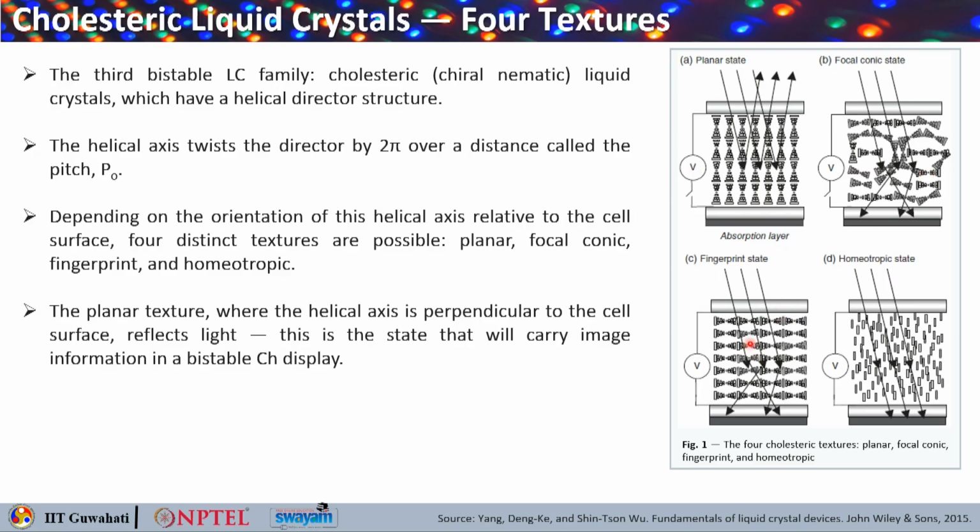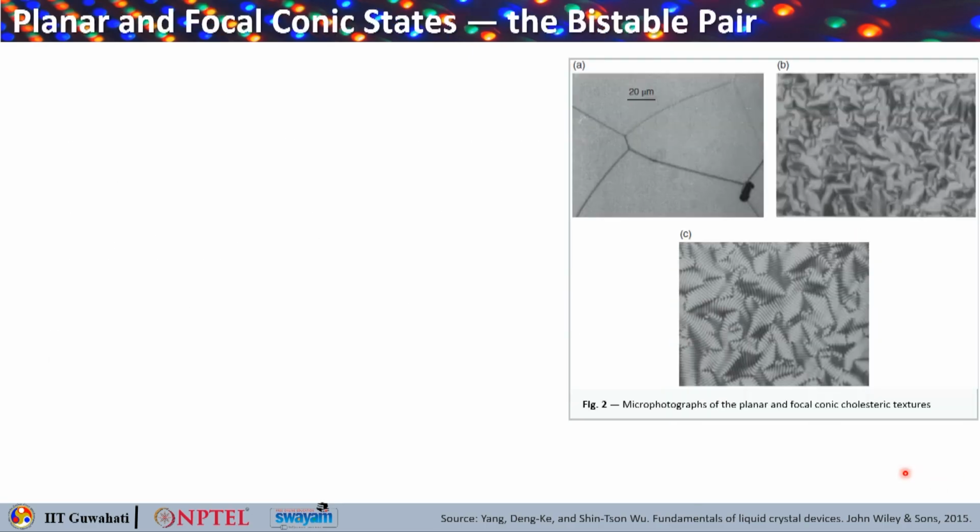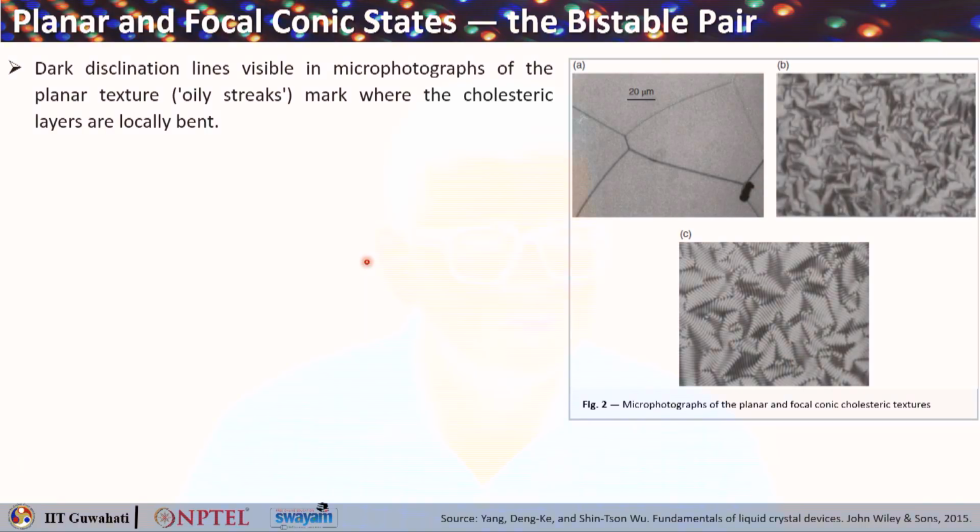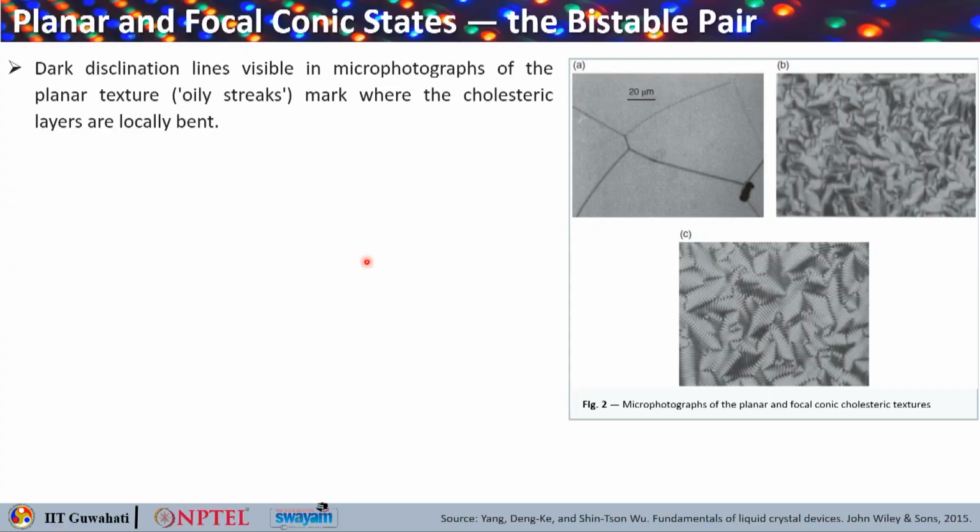Now if you look into the fingerprint texture, here the helix axis basically lies in the cell plane. So that is basically at any intermediate field. So here the field is basically connected. So in these two cases the fields are not connected. And this is the homeotropic one. Here the helix is fully unwound at high field. So it is fully transparent, so the light is basically simply passing through without any scattering. Right. So here we'll basically introduce the visual signatures of each texture.